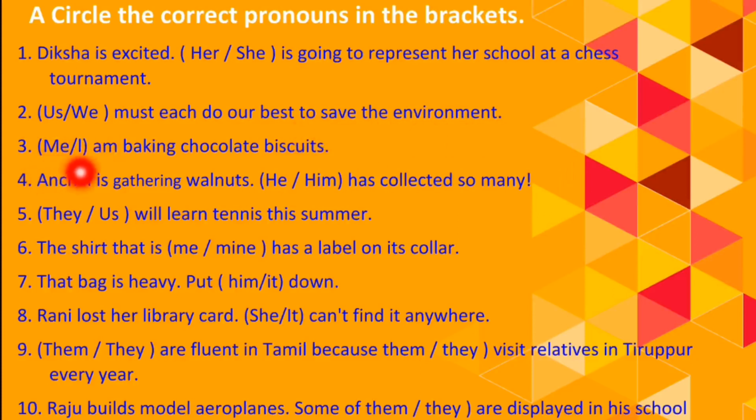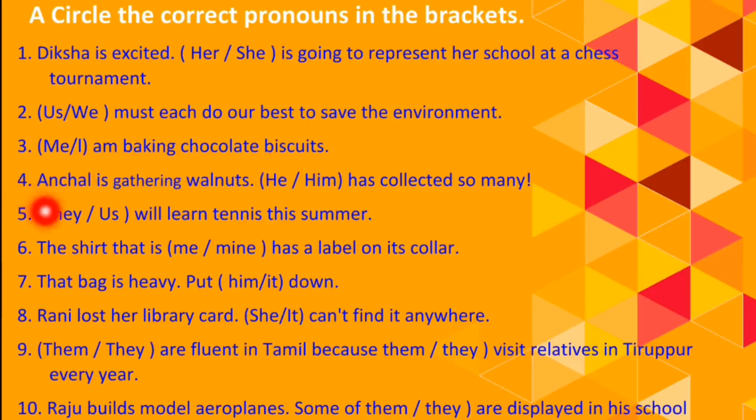Me or I am baking chocolate biscuits. Here again the subject part is missing. Me is the object pronoun which comes as an object, and I is a pronoun which comes as a subject, right? So here we have to use I am baking chocolate biscuits.